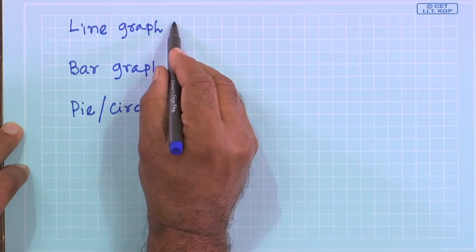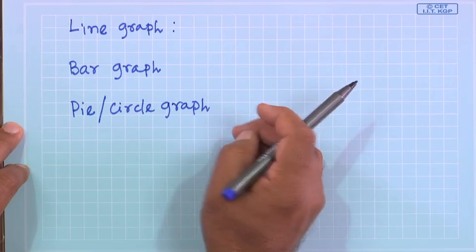Mainly we will use the line graph, so I will discuss the line graph. Here we represent the variation of a variable with respect to another variable. In that case we use a line graph, and a bar graph is used for comparison. I will discuss the line graph in detail, but let me briefly tell you about the bar graph and the pie graph.